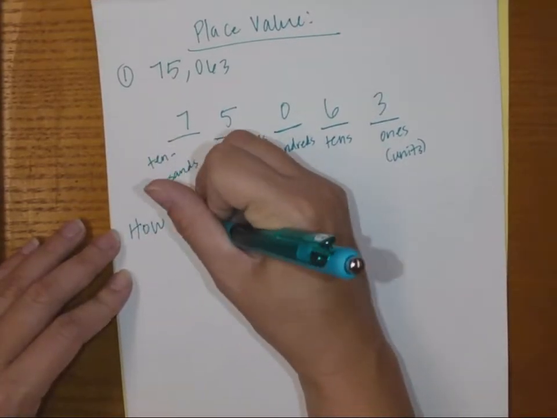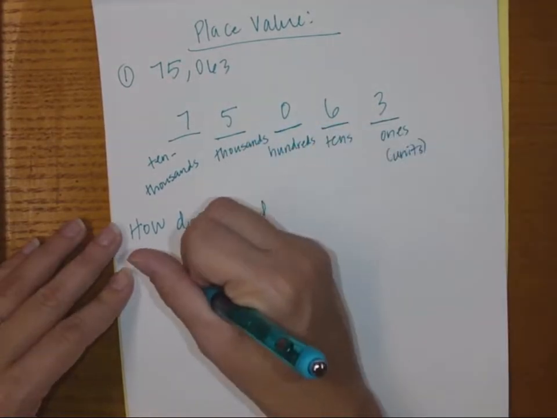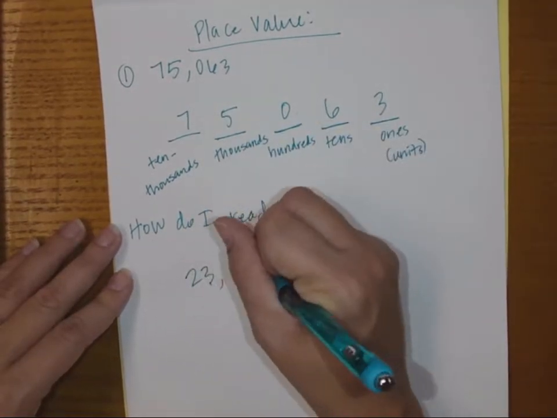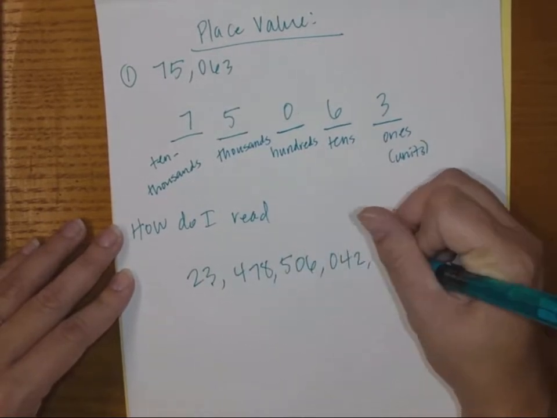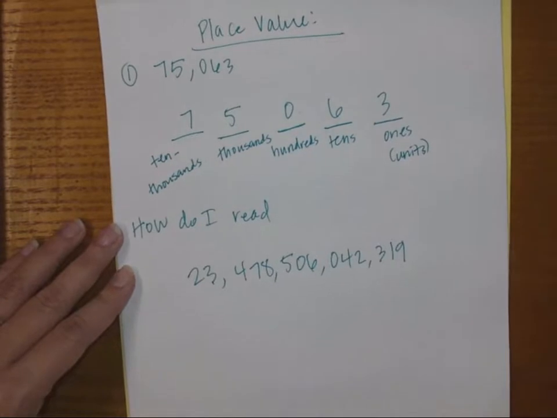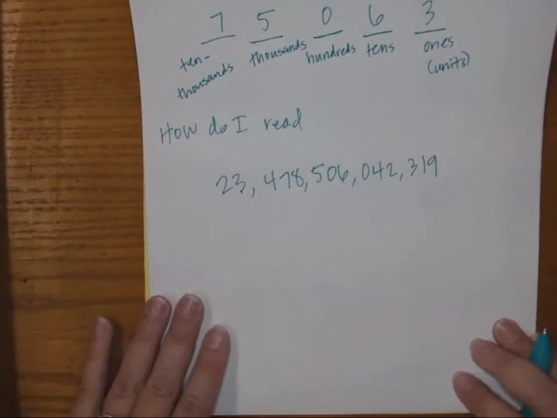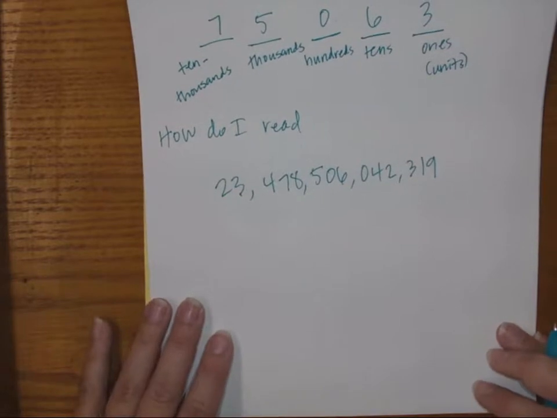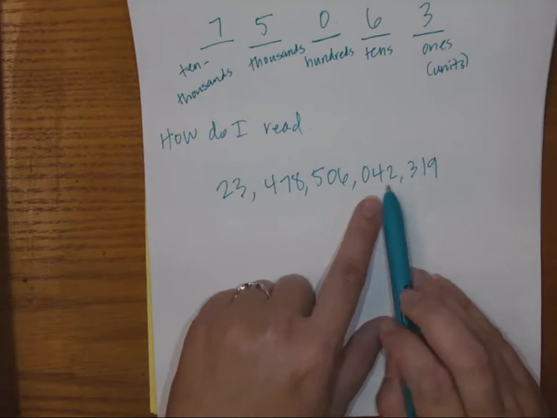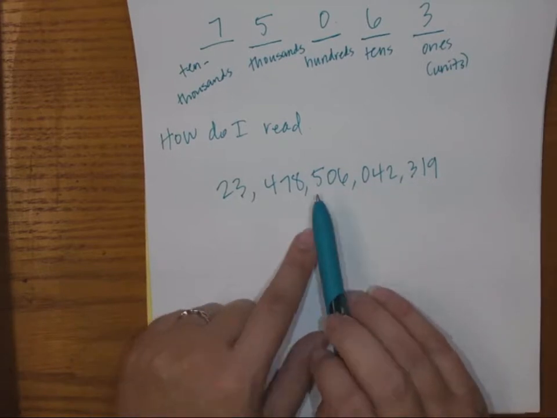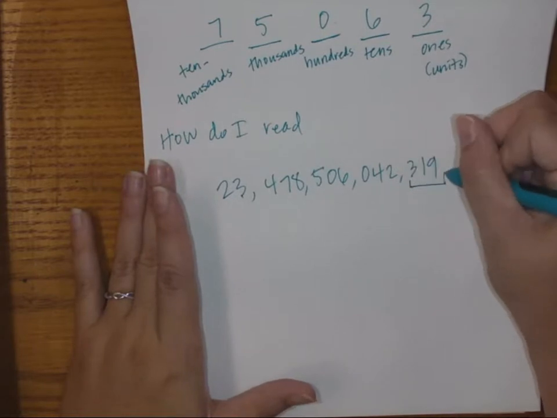So how do I read the number 23,478,506,042,319. It's a super duper long number. So we put commas in our numbers to separate, like to group together the hundreds and then the thousands and then the millions and so on and so forth. So it's easier to read if you think about it in groups of 3.